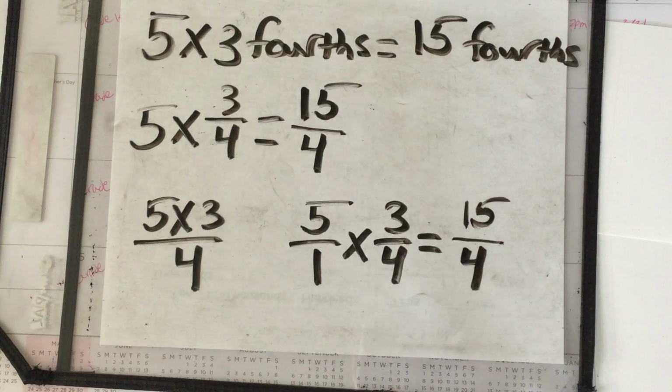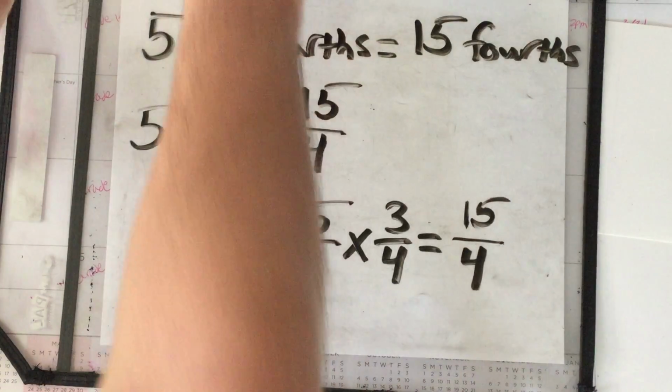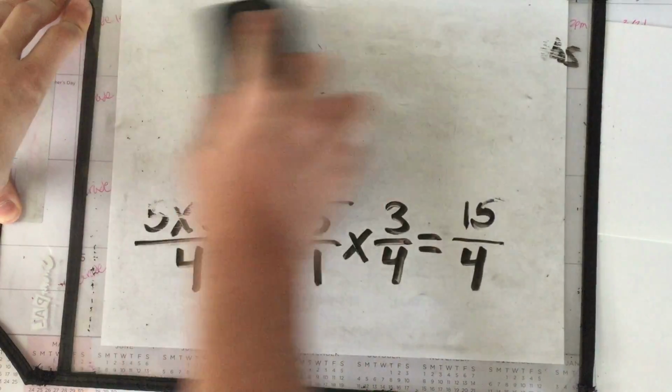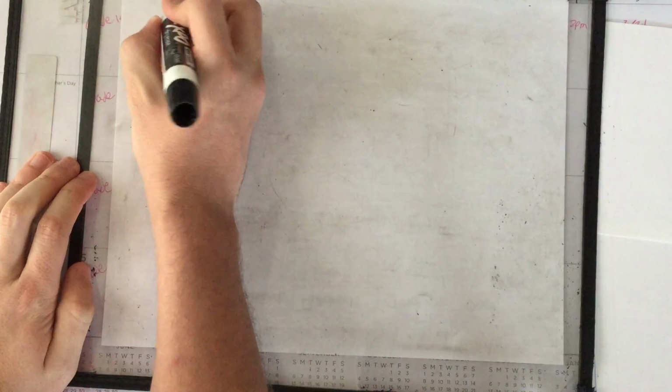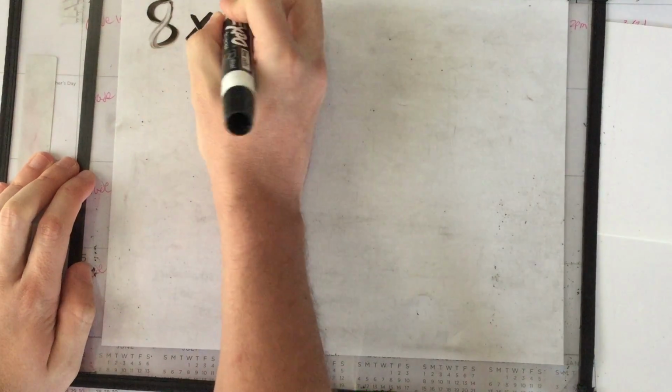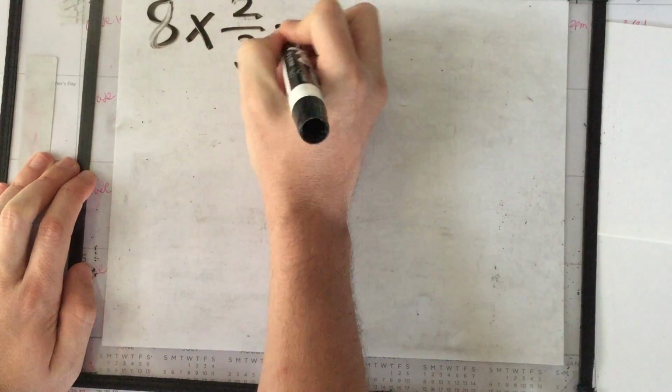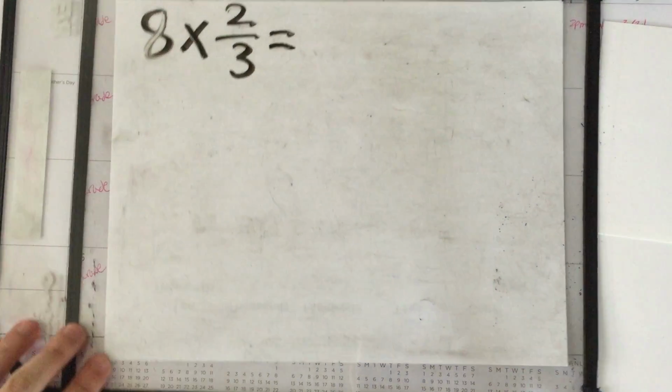So this may seem complicated at first, but if you think about the strategies we've been doing, if you think about how we've been moving fractions around, think about the size, the unit, everything we've been talking about, it starts to come together. Let's try another one. I wrote down one more example here. Eight times 2/3. Let's try this one.